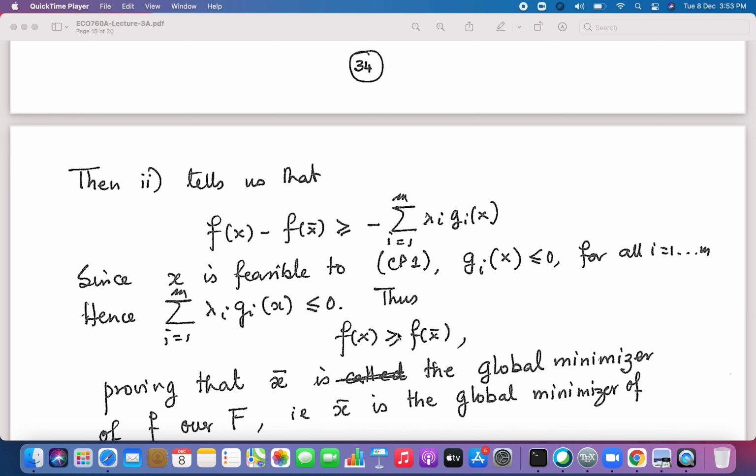So summation i equal to 1 to m lambda i gi(x) is less than or equal to 0, and because here there is a negative sign, this is a quantity which is greater than or equal to 0, which means f(x) is greater than or equal to f(x bar). And this is true for any feasible x that you choose for the problem CP1, proving that x bar is the global minimizer of the problem CP1. So the two necessary conditions that appear in Theorem 8 are also sufficient.